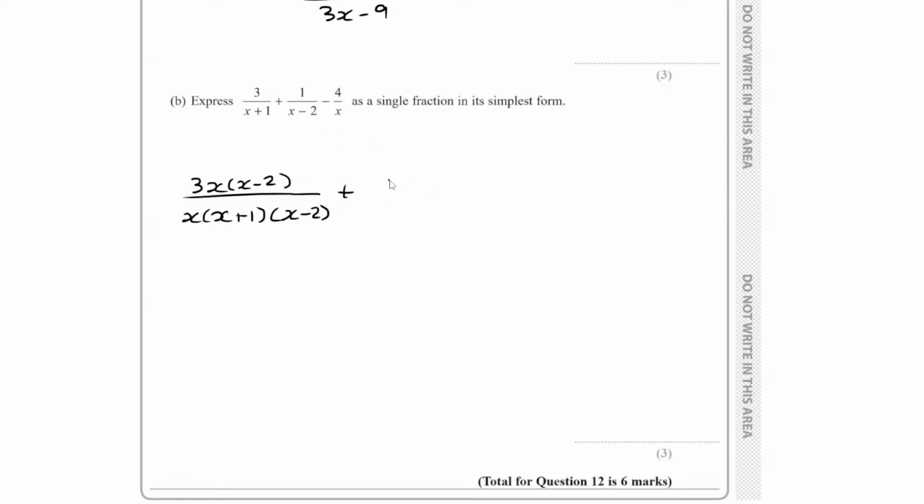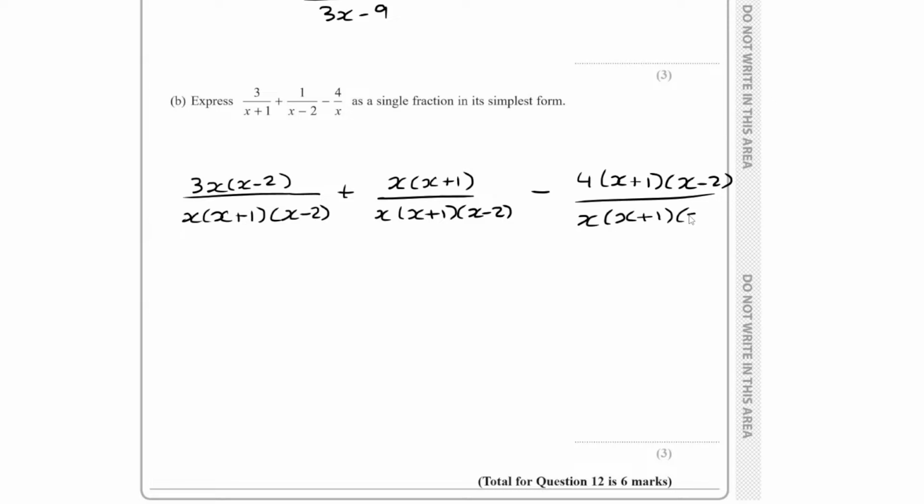The other one is missing the x and the x plus 1. Obviously just times by 1, so it's just that. Same denominator. You can write this all in one if you want, you don't have to have it separately. And then the last one is missing the two brackets, so x plus 1, x minus 2. And then because they have all got the same denominator, we can just add and subtract, but also expand. So we've got 3x squared minus 6x for that one, plus x squared plus x.